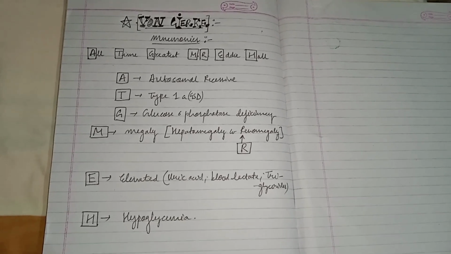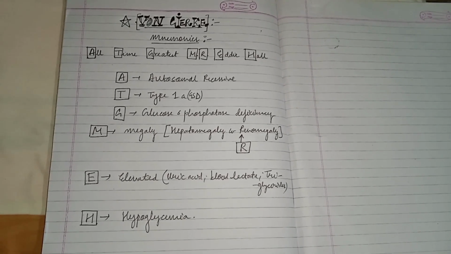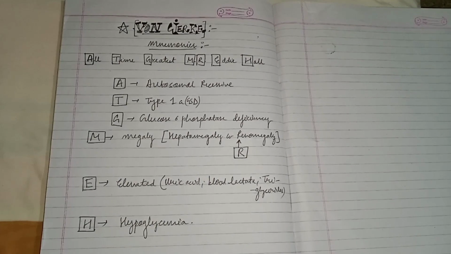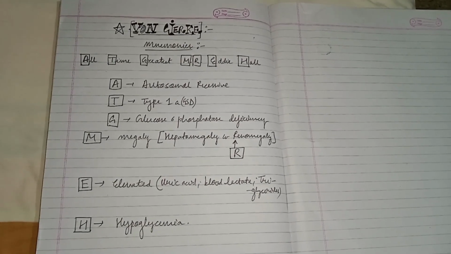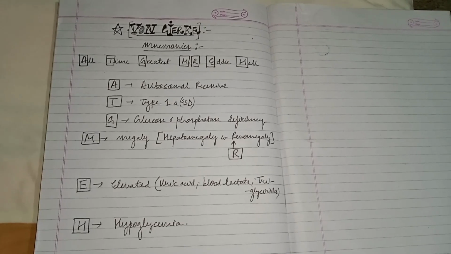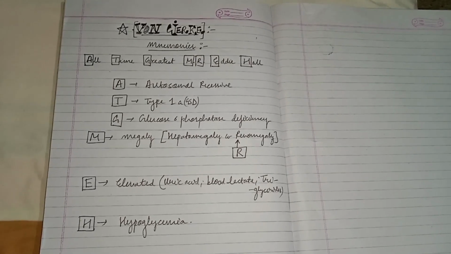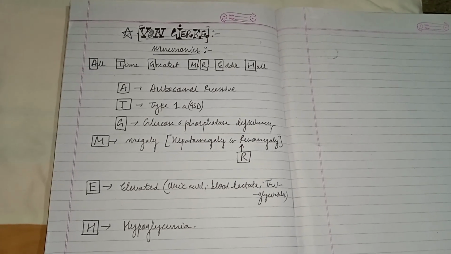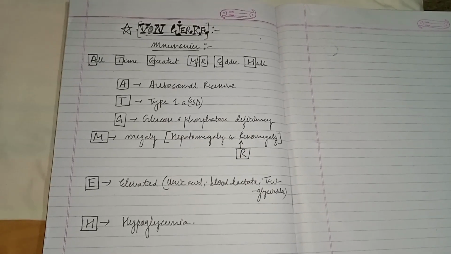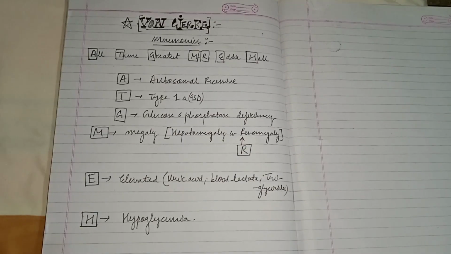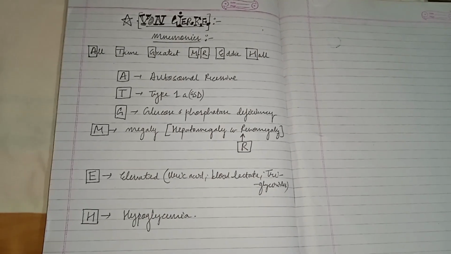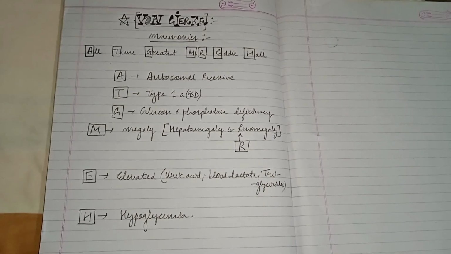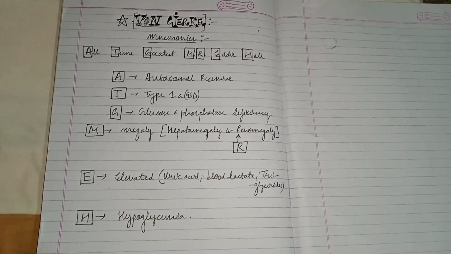So "all times": A stands for autosomal recessive disease, T stands for type 1A glycogen storage disease, and greatest: G stands for glucose 6 phosphatase deficiency, means glucose 6 phosphatase is deficient in this disease. M stands for megaly, means enlargement, and here there is enlargement of the liver and kidney, means hepatomegaly and renomegaly. R stands for renomegaly over here, and E stands for elevation, means elevation in uric acid, blood lactate and triglycerides, and the last, H, stands for hypoglycemia. So have a note of it.